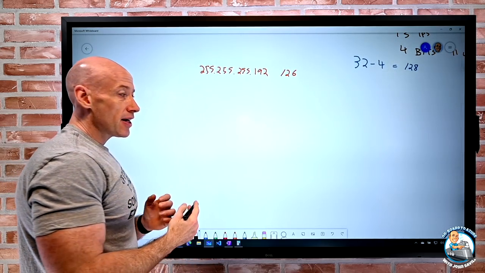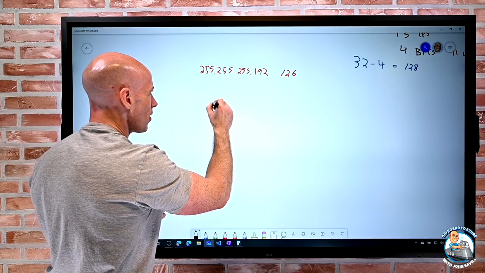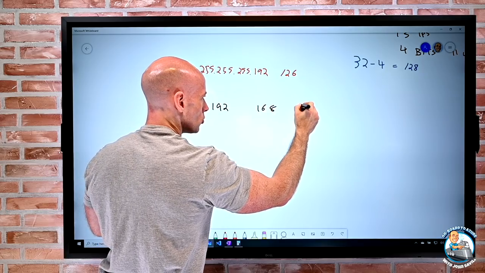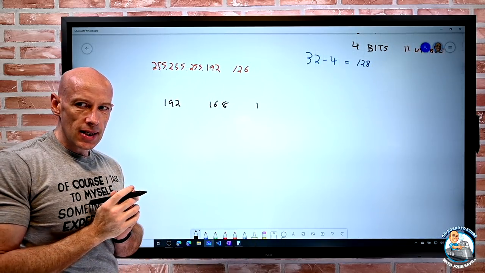So let's think about what the IP addressing actually looks like. If I had an IP address of 192.168.1.68, and now we'll say 68.